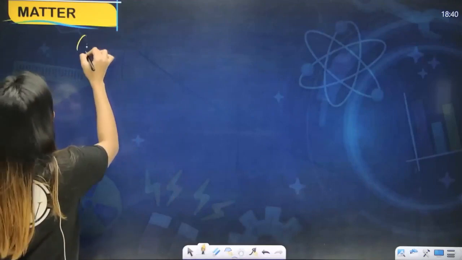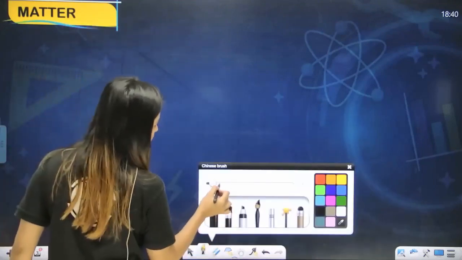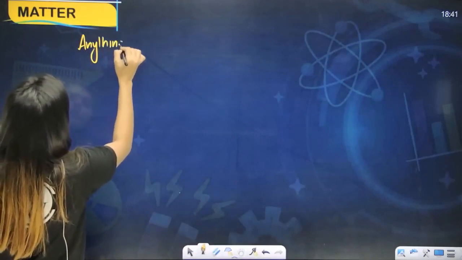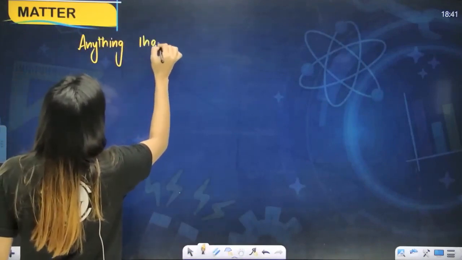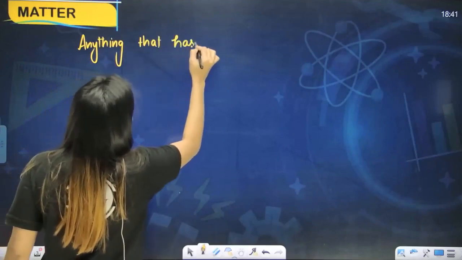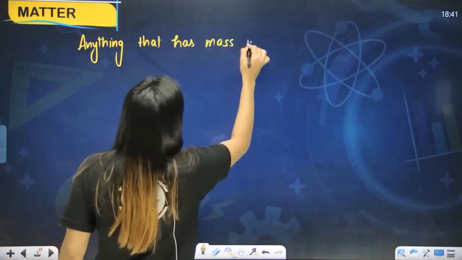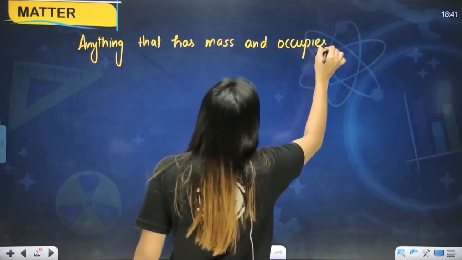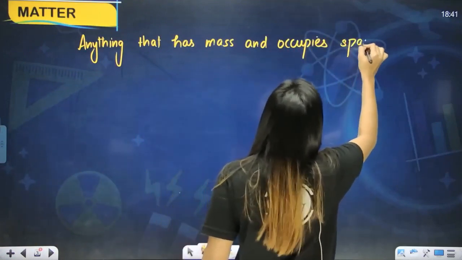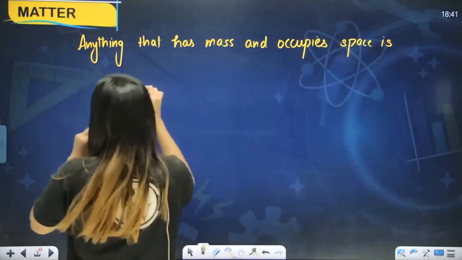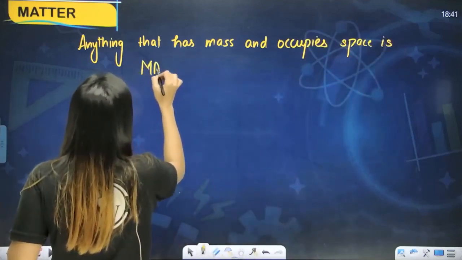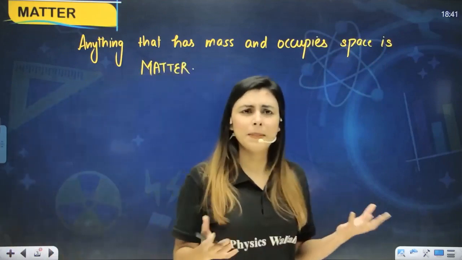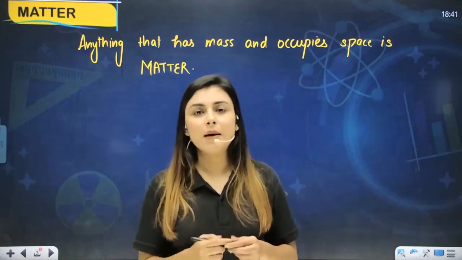Anything that has mass and occupies space is matter. Okay, so anything that occupies space and has mass is matter. Now let's take examples of matter.